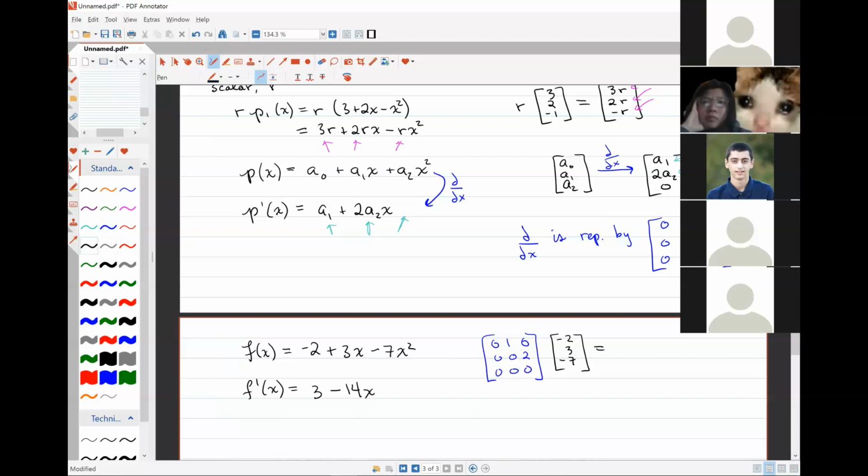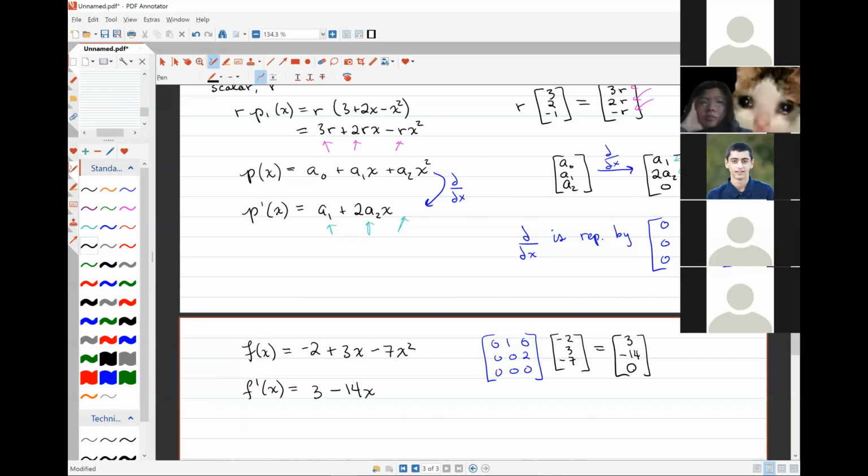And the result I'm going to get is, multiplying the first row by this, that 1 is going to just pick out that coefficient of what was the linear term. So I'm going to get, let's see, 3. And then I have 0 times minus 2, 0 times 3, and 2 times negative 7. That's negative 14. And then the last one's all zeros. It's just 0. And so that matrix gets me the derivative of a second degree polynomial that I'm storing as a vector.